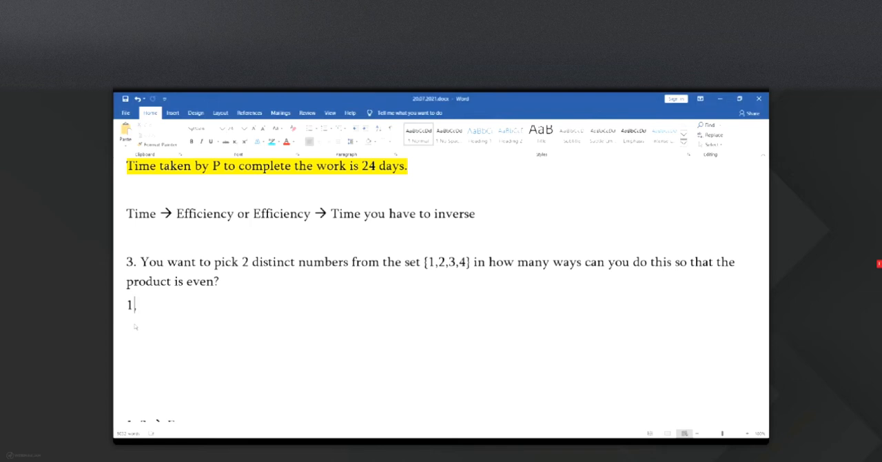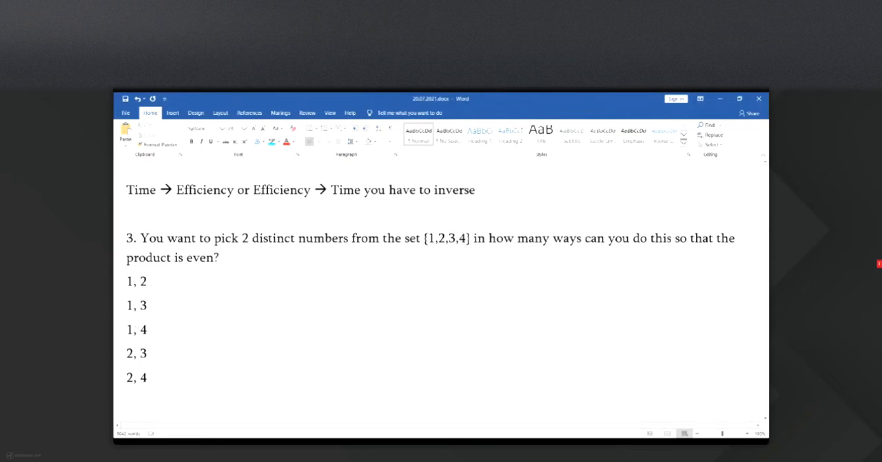So you can select 1, 2. This is two distinct. Then you can select 1, 3. Then you can select 1, 4. Two distinct numbers. Can you do 2, 1? No, it is already selected, right? Can you do 2, 3? So you can do 2, 3. You can do 2, 4. You obviously cannot do 2, 2. Then you can do 3, 1. 3, 1 is already selected, as 1, 3. 3, 2 is also already selected. So the next one is 3, 4. So these are the 6 ways in which you can select these numbers.